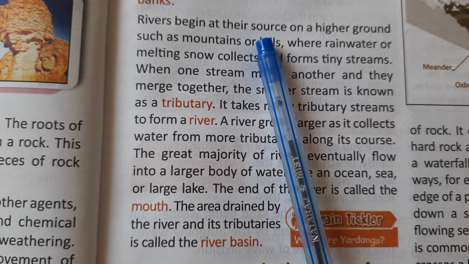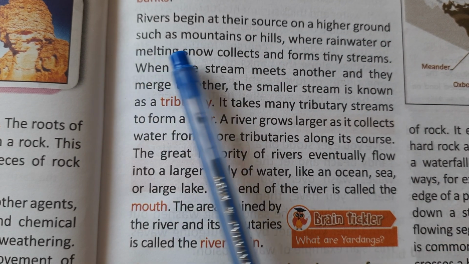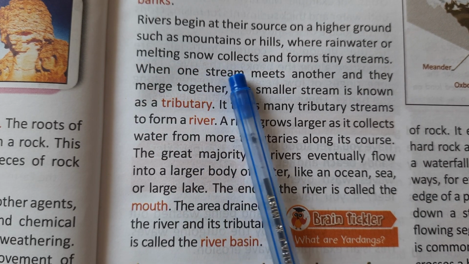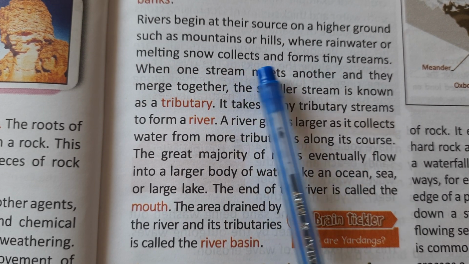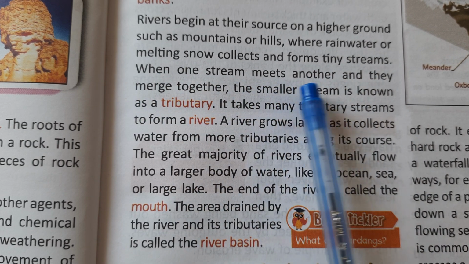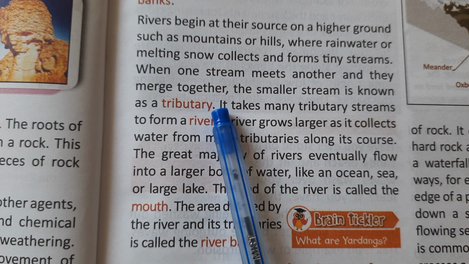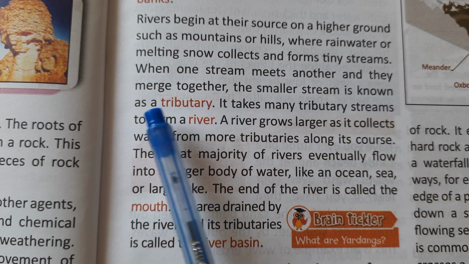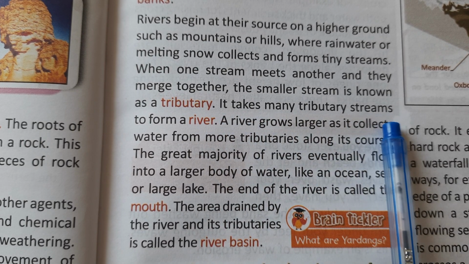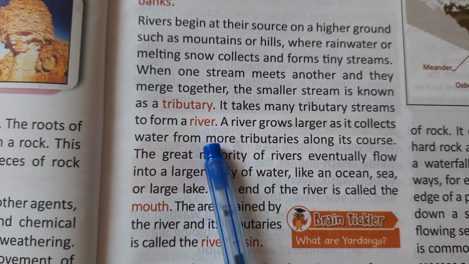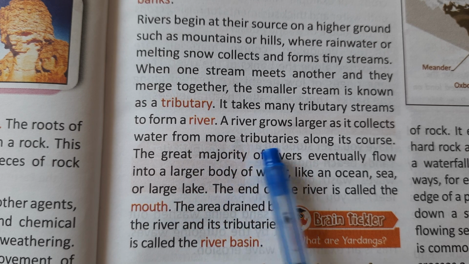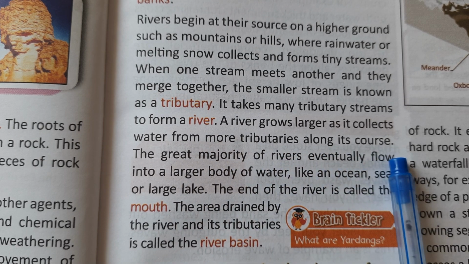Rivers begin at their source on higher ground such as mountains or hills, where rainwater or melting snow collects and forms tiny streams. When one stream meets another and they merge together, the smaller stream is known as a tributary. It takes many tributary streams to form a river. A river grows larger as it collects water from more tributaries along its course.